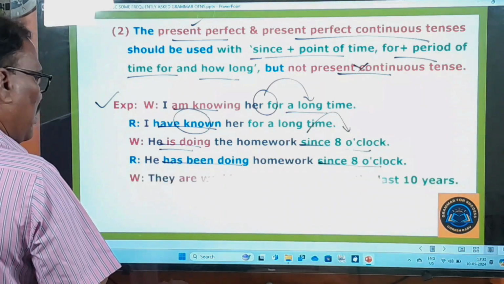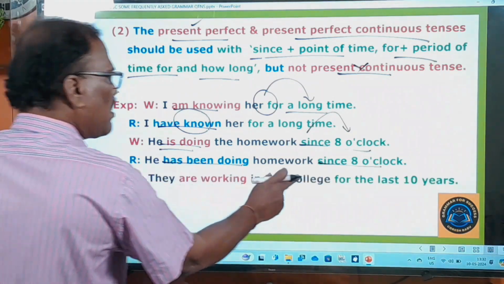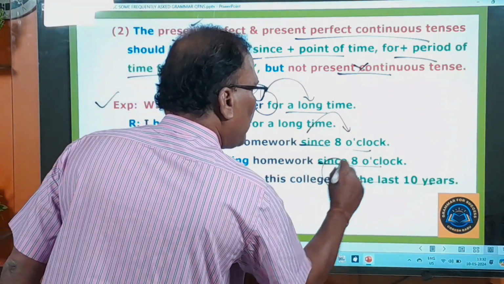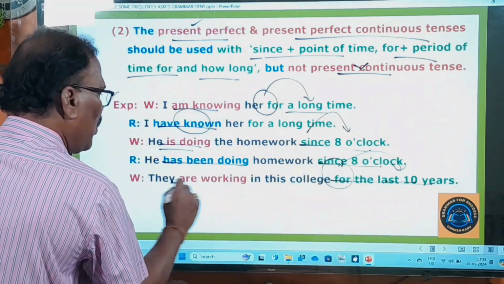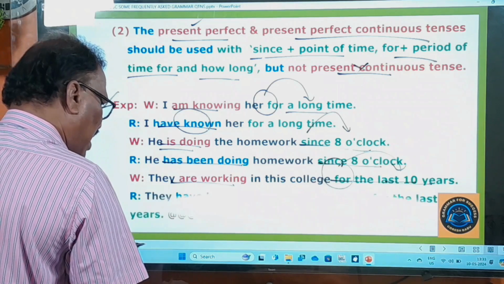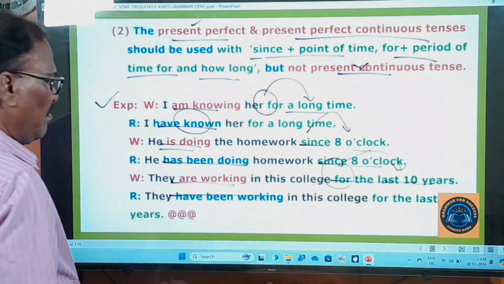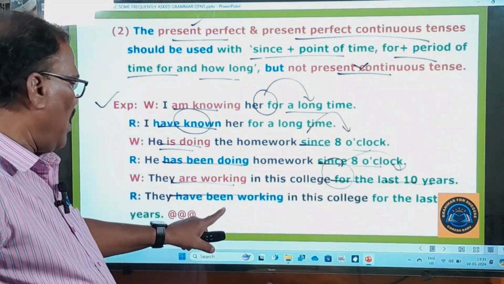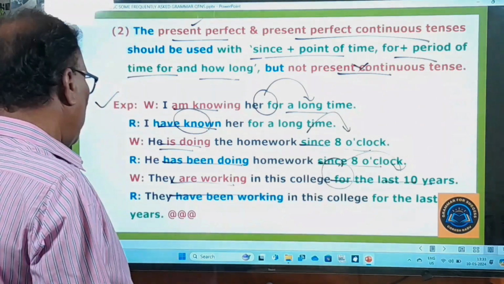So one more example is given here. They are working in this college for the last 10 years. For plus period of time is given. With this, only present continuous is used. This is absolutely wrong. And for that, what should we say? They have been working. This is present perfect continuous tense. They have been working in this college for the last 10 years.